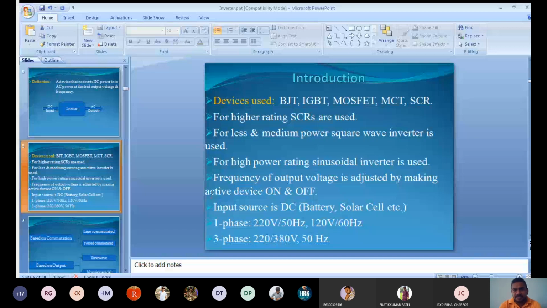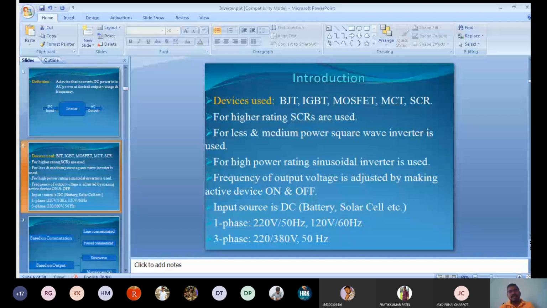For less and medium power, a square wave inverter is used. Where the requirement of power is less or medium, which type of inverter is used? The inverter used is the square wave inverter. Then for high power rating, a sinusoidal inverter is used, where the high power requirement is there. At that place a sinusoidal inverter is used.